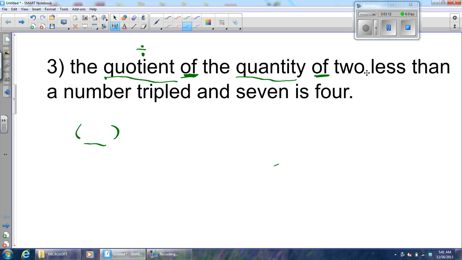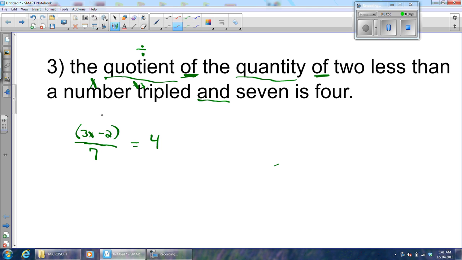I need 2 less than a number tripled. So I need a number. I need it tripled. So I'll get 3x, and I need 2 less than that. There's my numerator. Now, the "and" is going to tell me the other number in my quotient, the denominator. Remember when I said the quotient of 8 and 4, we wrote 8 and 4, 8 divided by 4. So the "and" tells me the second number is coming up, and that'll be a 7. And let me extend my fraction bar there. And that is 4. Now I'm ready to solve.